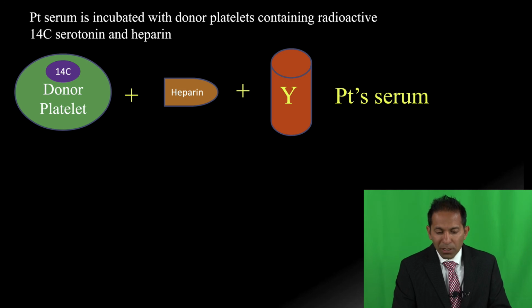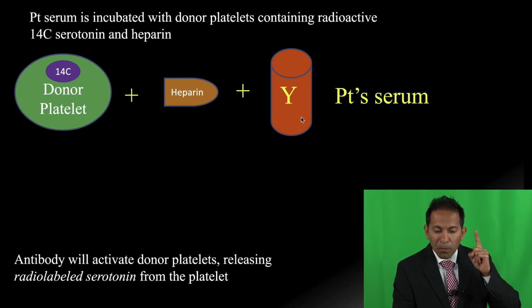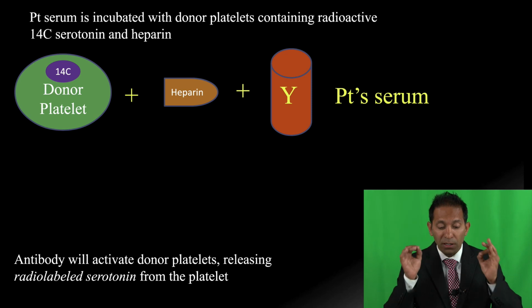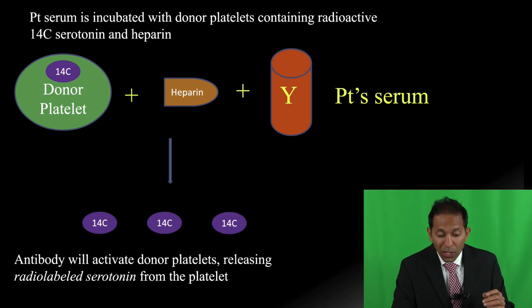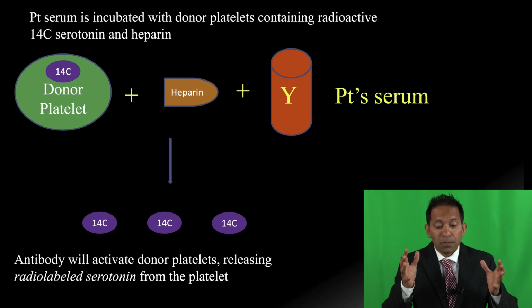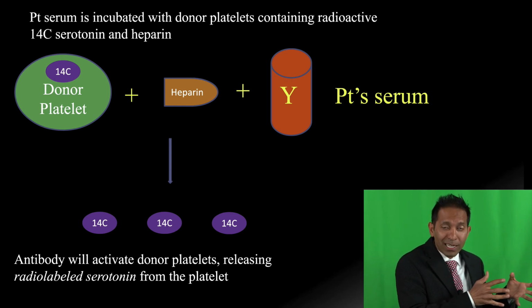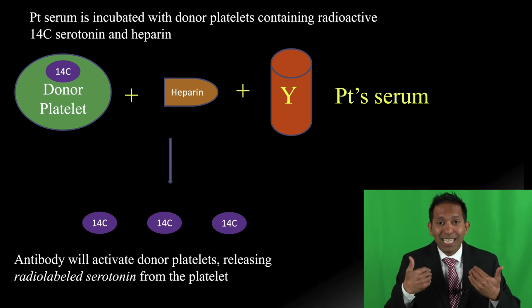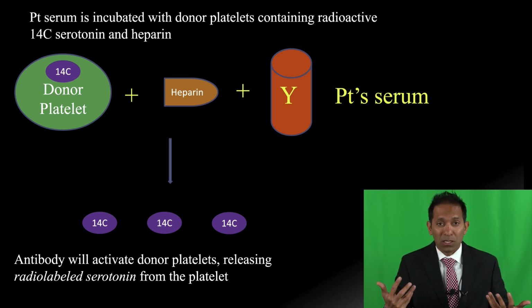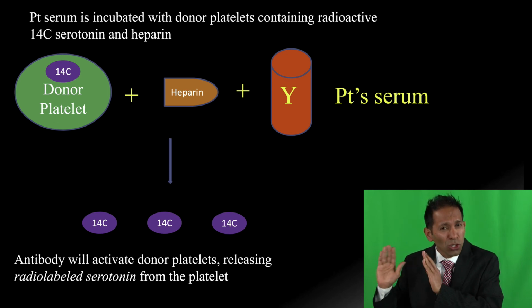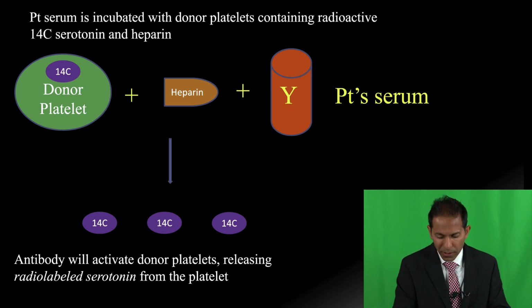So what's going to happen? Antibody from patient serum will activate donor platelets. That will release radiolabeled serotonin from the platelet. So this test is very sensitive, very specific. If patient serum has antibody, then it will release radiolabeled serotonin from donor platelets. So this test will basically confirm the diagnosis. Okay. Platelet factor 4 antibody test is very sensitive, but it's not very specific. This test is very specific.